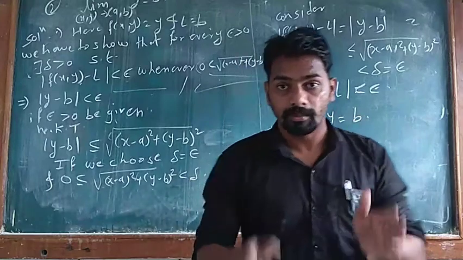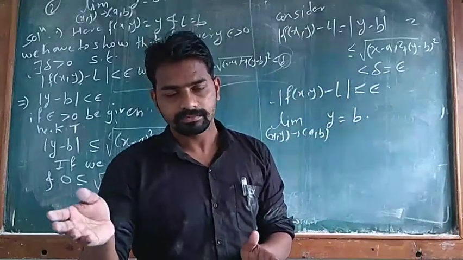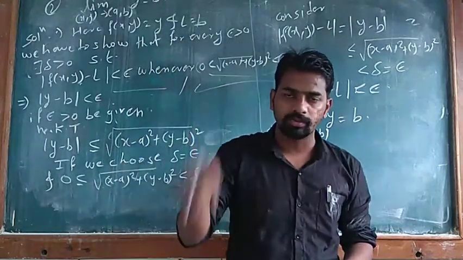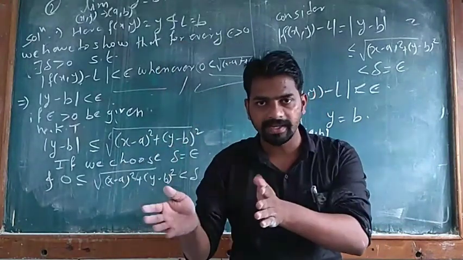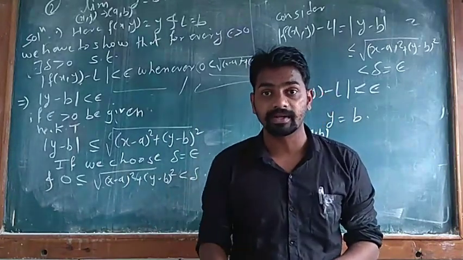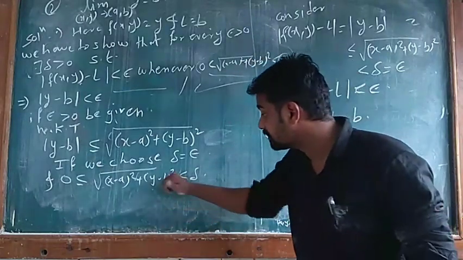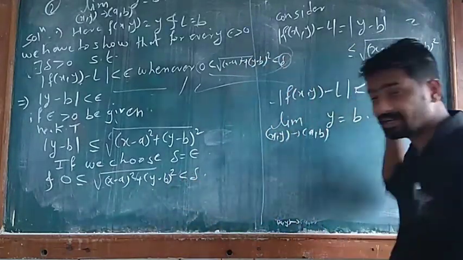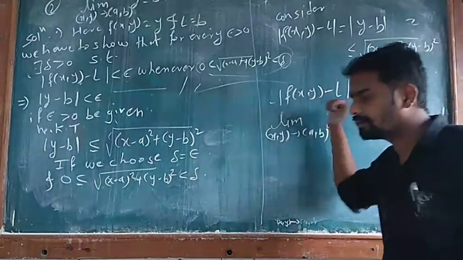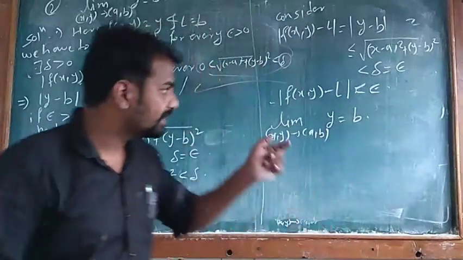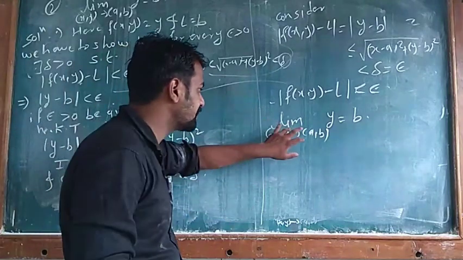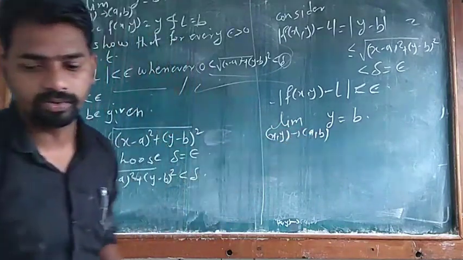Now we consider mod of y minus b, that is mod of f of xy minus L, which is equal to mod of y minus b. But mod of y minus b is less than or equal to under root of (x minus a) bracket square plus (y minus b) bracket square, and by this condition, this is less than delta. But delta is equal to epsilon. Therefore we have mod of f of xy minus L is less than epsilon. That is the definition of limit. Therefore by definition of limit, as (x, y) tends to (a, b), y is equal to b.